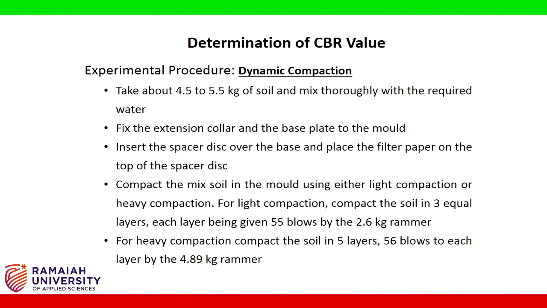For light compaction, compact the soil in 3 equal layers, each layer being given 55 blows by the 2.6 kg rammer.